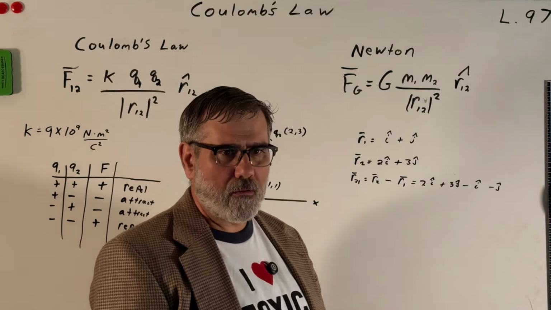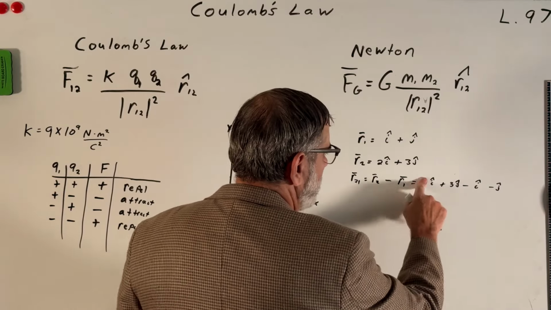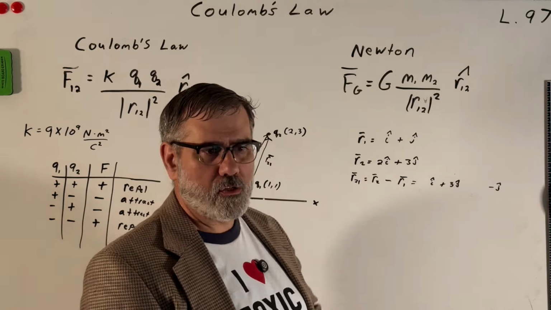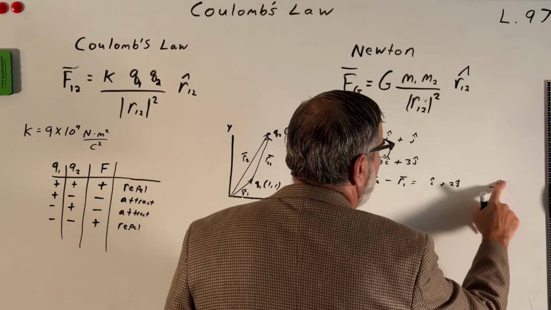Since we do it component-wise, we have to combine these components. We can add the i's, right? So we have 2 minus 1, which is just 1, so I'll just take that away. And then we add the j's. 3j minus j is plus 2j, right? So 2j. So there we have it.